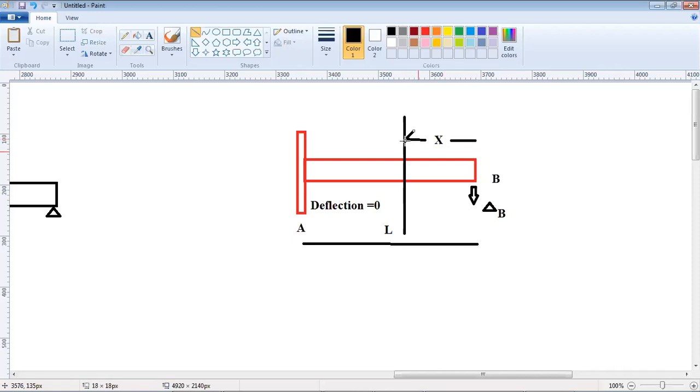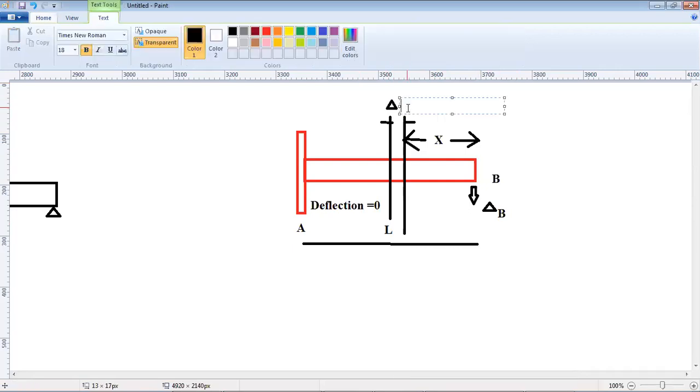It's at a distance of X from this end. Now, there is a small section that we are incrementally measuring here, and this section is delta X. This is delta X.